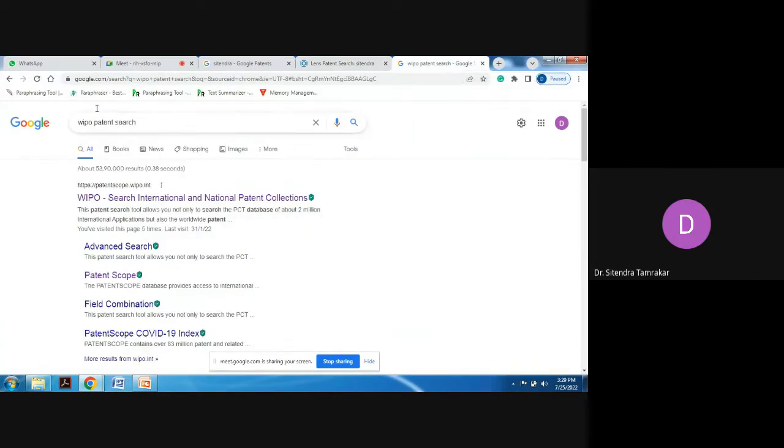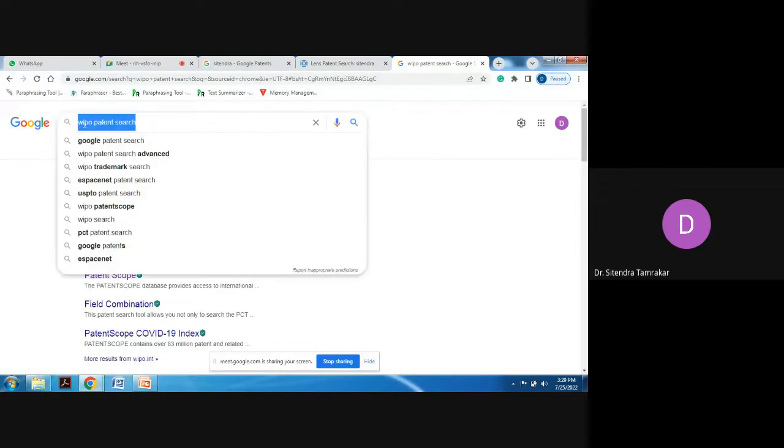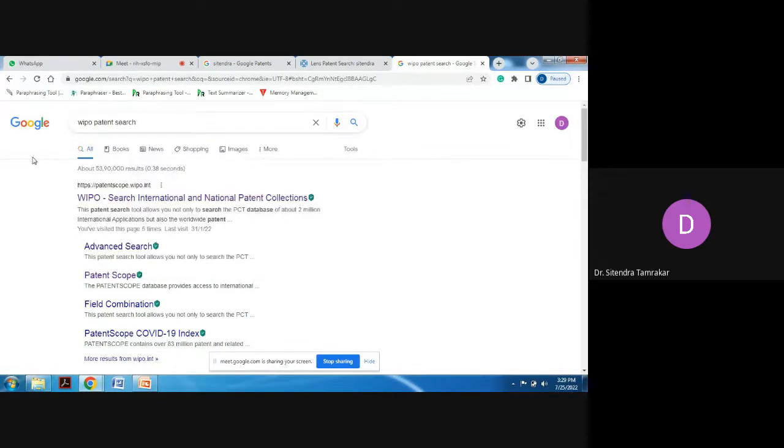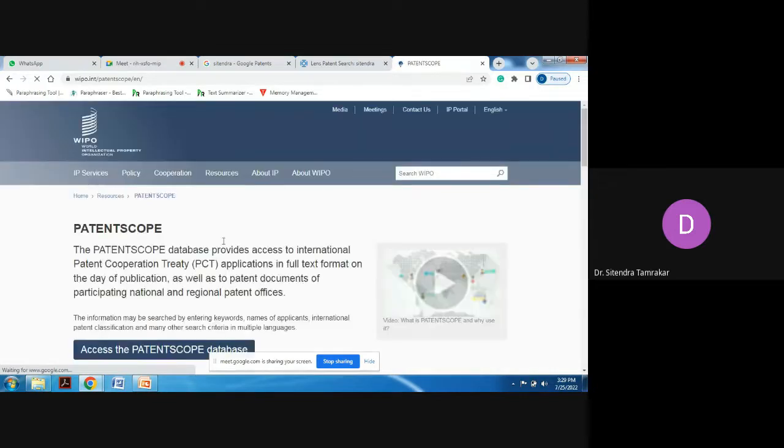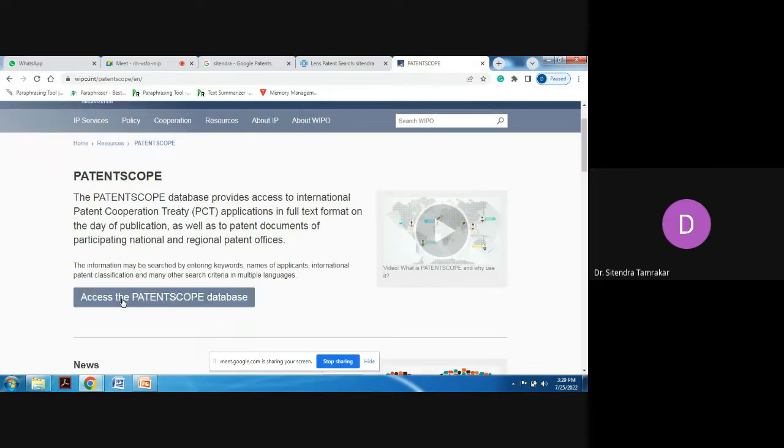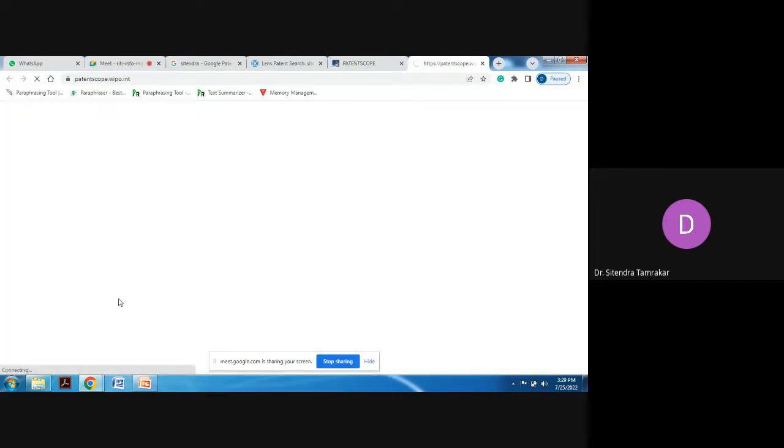Now, this is PatentScope, which is the most efficient website. It's called the WIPO patent search. WIPO stands for the World Intellectual Property Organization. So WIPO has their own patent search, called PatentScope. I'll show you how to access it. So here we are on wipo.int/patentscope/en, and we are hitting access the PatentScope.